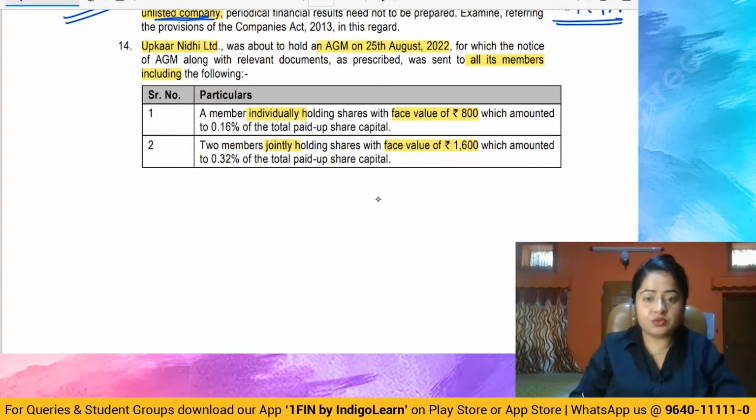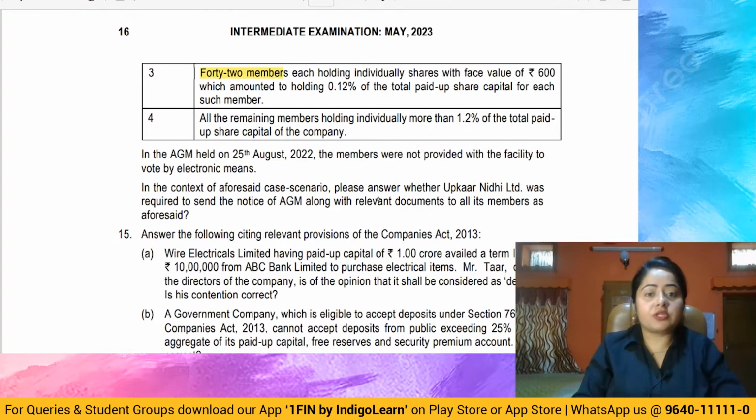In case you are curious, if you do the reverse calculation, this is going to come to 5 lakh rupees, which is the paid up share capital of the company. 42 members individually holding shares, face value is 600 rupees, and their shareholding is amounting to 0.12 of the total paid up share capital. All the remaining shareholders individually holding 1.2% of the total paid up share capital or more than that. Right now, in the AGM, which is held on the 25th of August of 2022, the members are not provided the facility of e-voting.